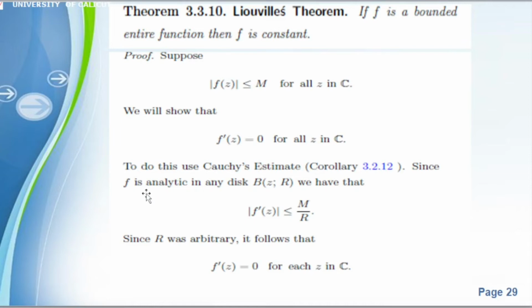Since f is analytic in any disk B of z, r, we have modulus of f dash of z is less than or equal to capital M by r. So when we choose r as arbitrary, it follows that f dash of z is equal to 0 for each z in C.